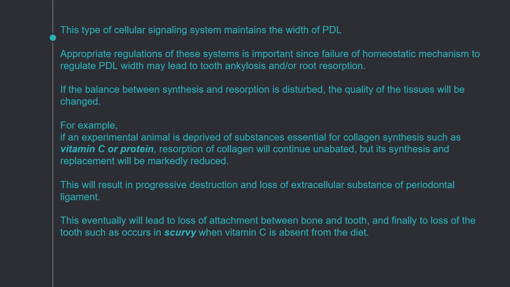So the periodontal ligament gets destroyed, and eventually it will lead to loss of attachment. And then finally the tooth will become mobile, as seen in scurvy. The spongy gingiva comes in, which is seen in vitamin C deficiency.